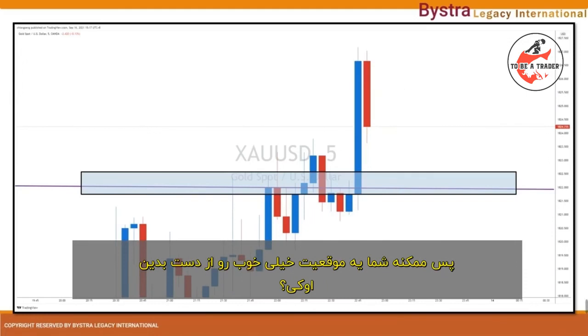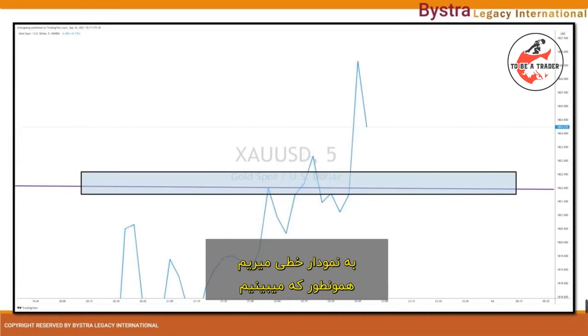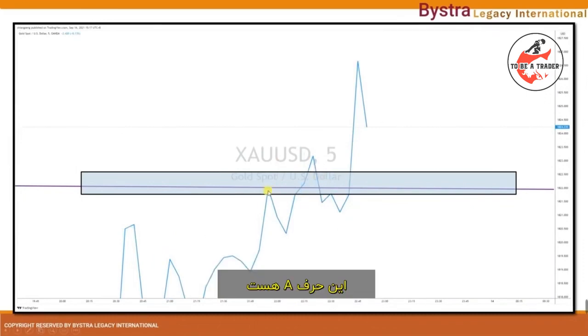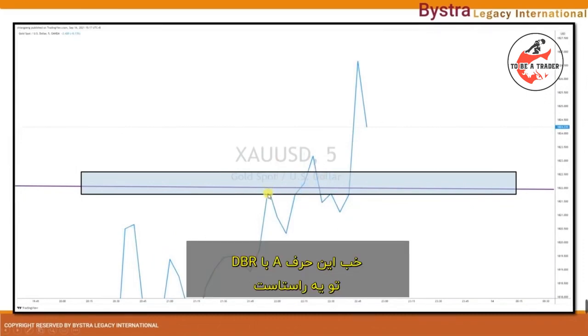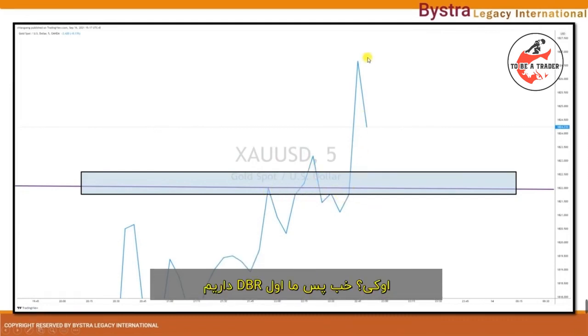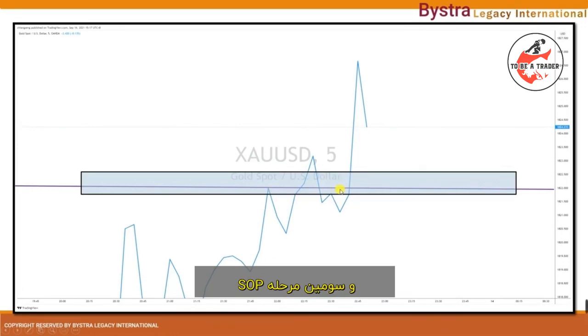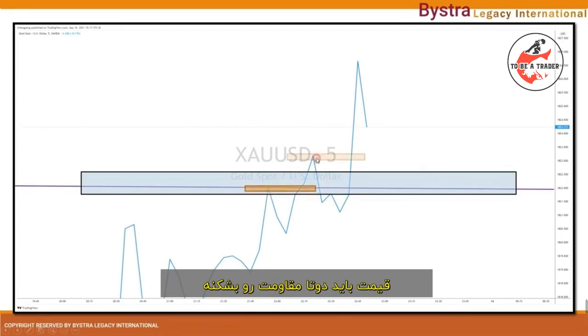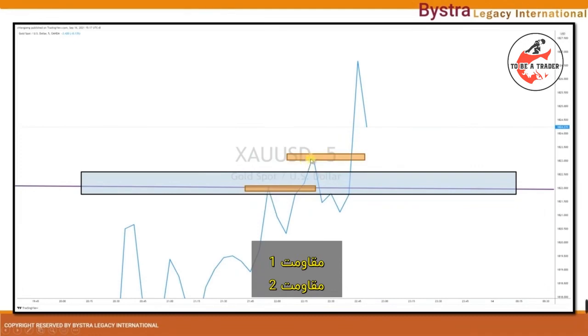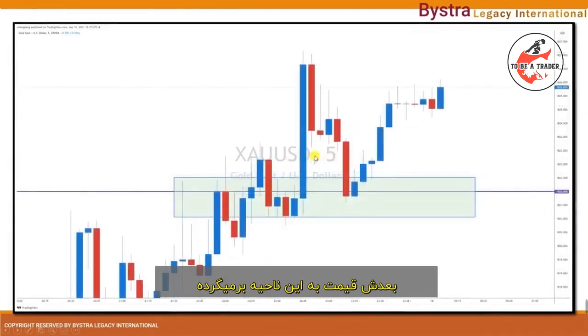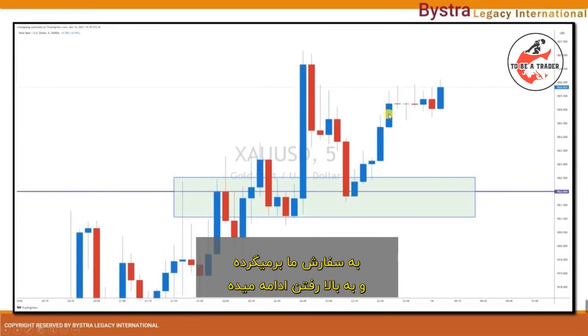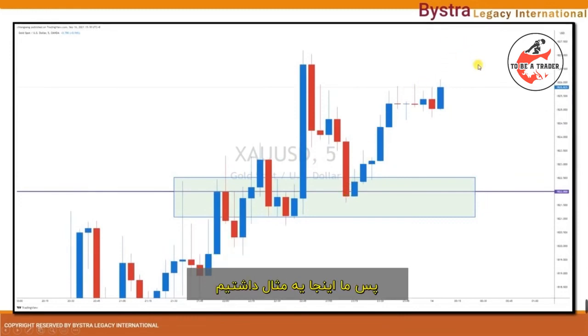Next thing, what should we do? We go to the line chart. As we can see on the line chart, this is the capital letter A. This capital letter A is aligned with the drop base rally. So we have the first one, drop base rally, the capital letter A aligned with the drop base rally. The third SOP is it must break the two resistance, resistance 1, resistance 2, and then price comes back to this area, comes back to our order and continues on the upside. So we have one example here.